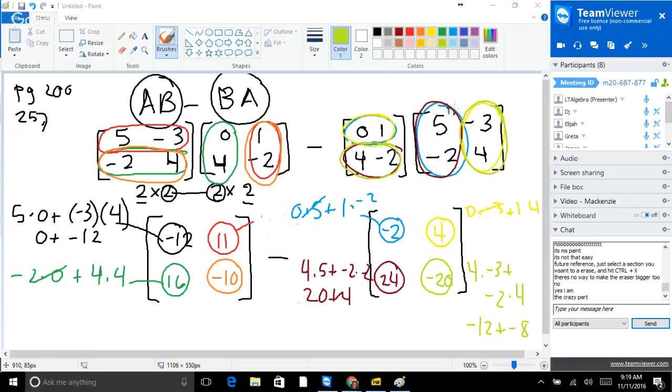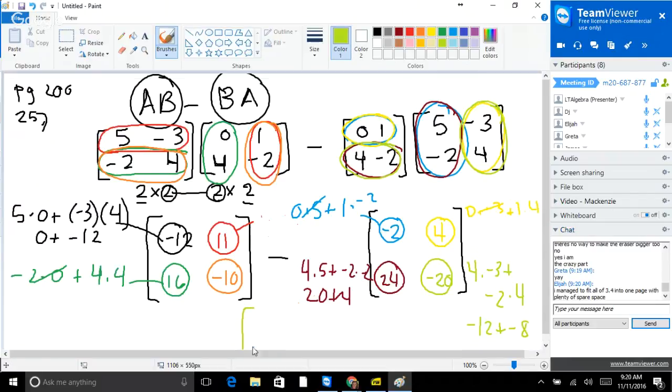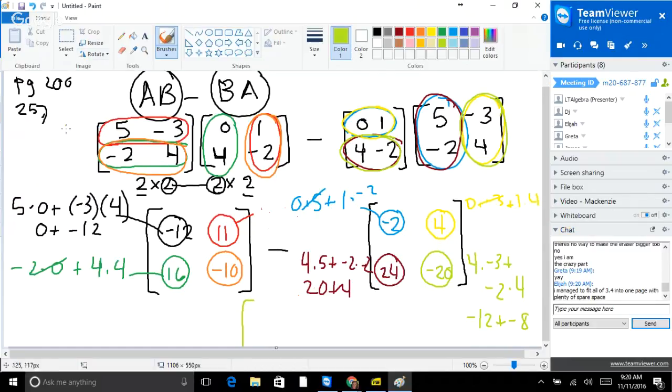So the last thing we need to do is subtract. And this is the easy part, right? This we just get to straight subtract if we even have room at the bottom of our screen. Okay, so we're going to do negative 12 minus negative 2. Negative 12 minus a negative 2 is like adding 2 to negative 12, so negative 10.